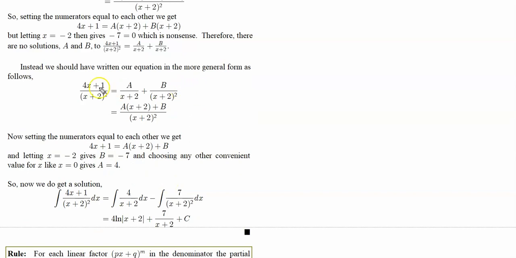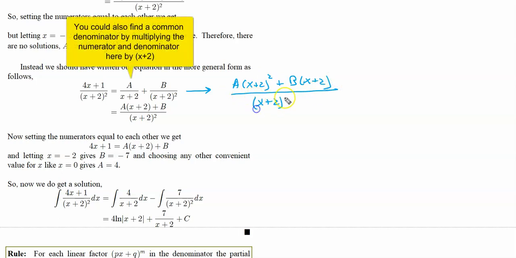Now here's what we should have done. Instead of writing (4x + 1) divided by (x + 2) squared as a over x + 2 plus b over x + 2, we should have written it as a divided by x + 2 plus b divided by (x + 2) squared. You see, this will still work, and if we simplify it, it will give us the left-hand side. Notice if we cross multiply this, right, that's what we get if we cross multiply this.